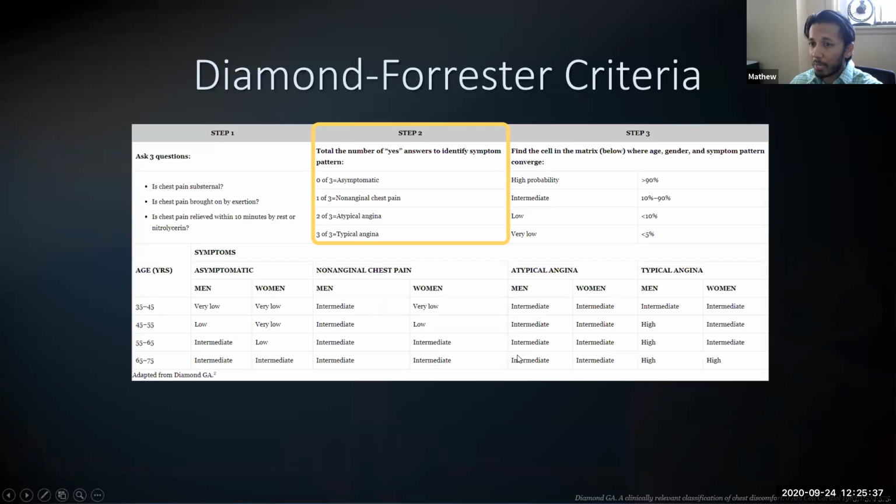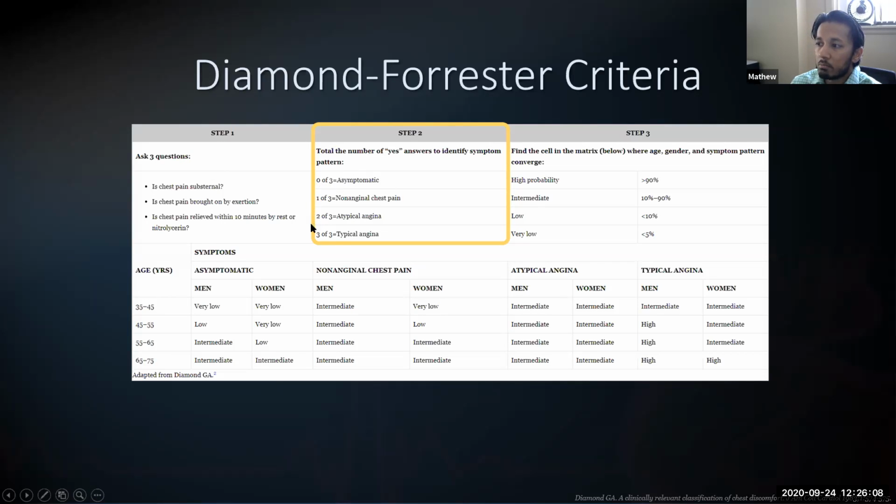When you're looking at the Diamond Forrester, the way you're going to interpret it is you're first going to ask 3 questions. Is the pain substernal? Is it brought on by an exertion or emotional distress, which is not mentioned in this chart? And is it relieved by rest or nitroglycerin? If they're able to answer yes to all 3 of these questions, then this is defined as typical angina. If they answer only 2 of them, it's atypical, 1 non-anginal, 0 asymptomatic. Because they don't have any symptoms to any of those, so it's clearly not going to be a cardiac thing.